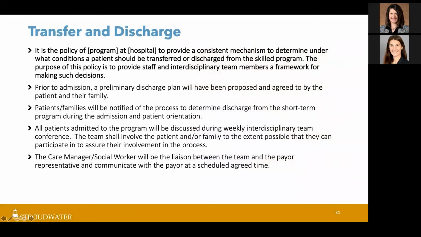This is the transfer and discharge. So this is one of the conditions of participation that's related to the swing bed for critical access hospitals, and one of the SNF conditions of participation. And I'll have a checklist, if you will, that will help meet this policy and procedure that I've included in the slide deck as well.